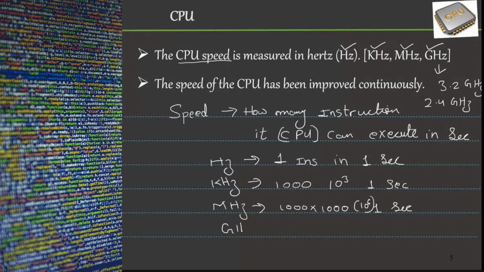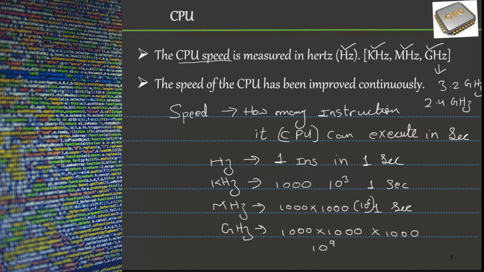So gigahertz here is how many times? 3 times. 1000 into 1000 into 1000 instructions. That means 10 to the power 9 instructions. That means a billion instructions, 1 billion instructions it can execute in 1 second. So that's how we measure the speed of any computer or any CPU.